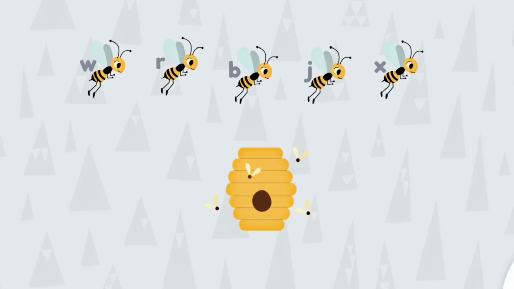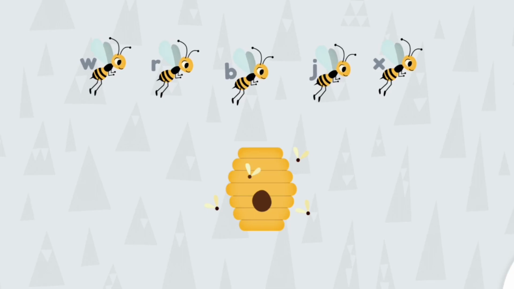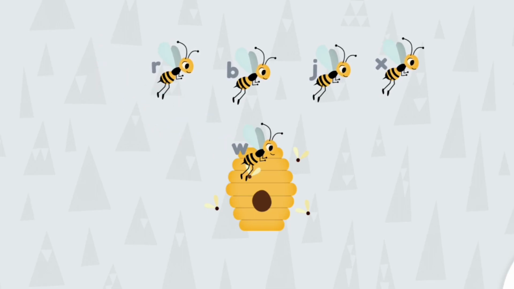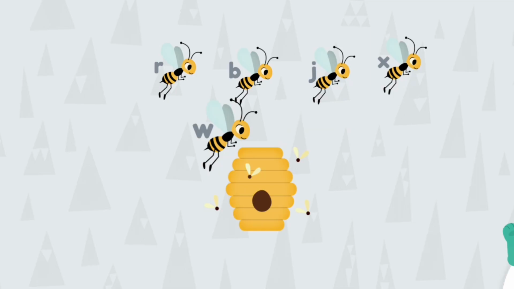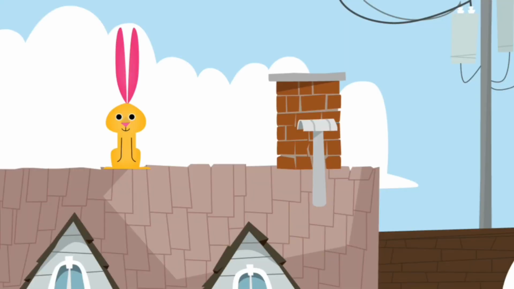Help the bee with the letter W. Fly to the hive. W. Super! Drag the letter Q to the rabbit.